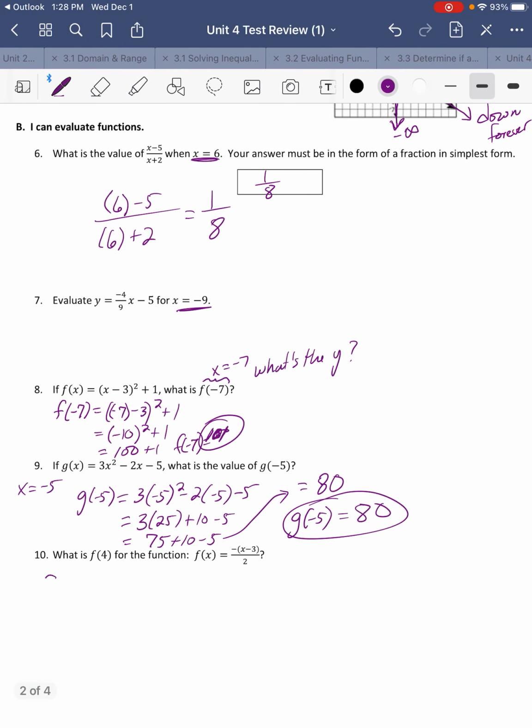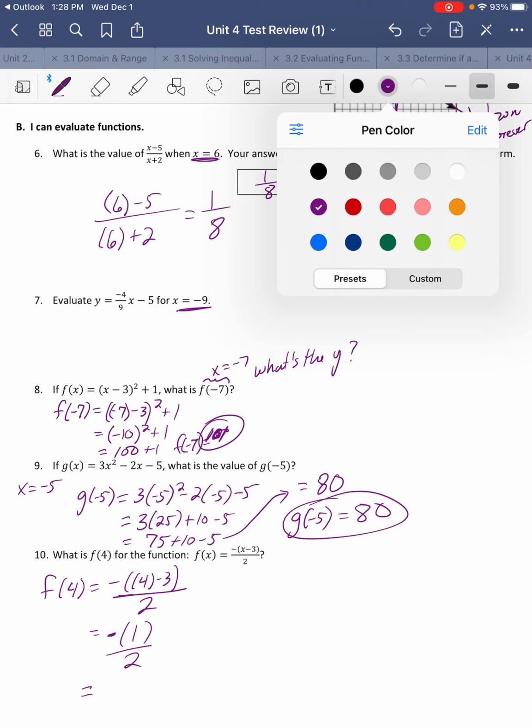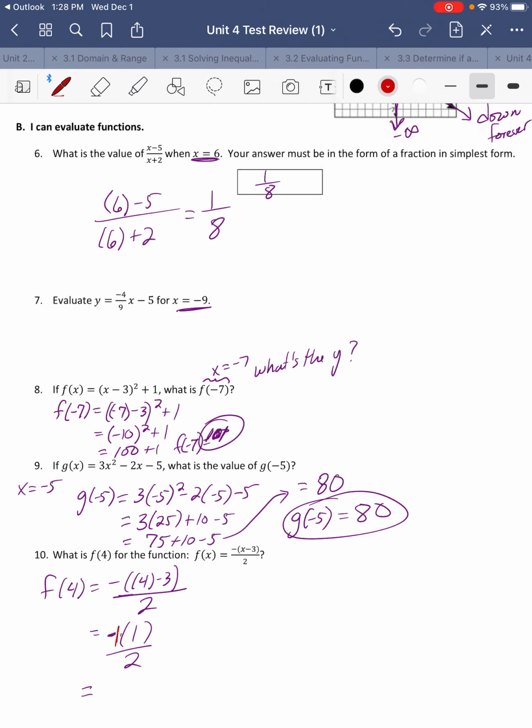f of 4. That means when x equals 4, we've got to substitute that in. So 4 minus 3 over 2. 4 minus 3 is 1 over 2. Opposite of 1, or you could think of this as a -1 here, times 1. That's a -1 over 2. So when x equals 4, the y value equals -1/2.